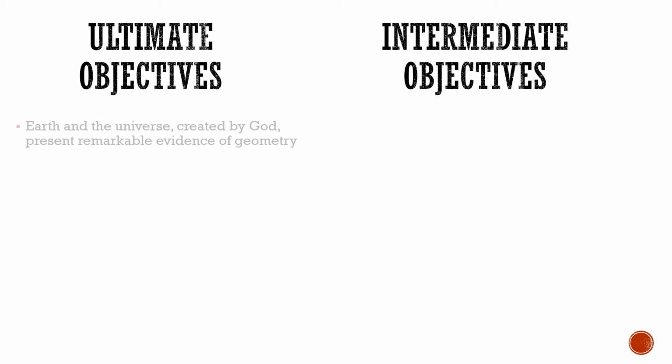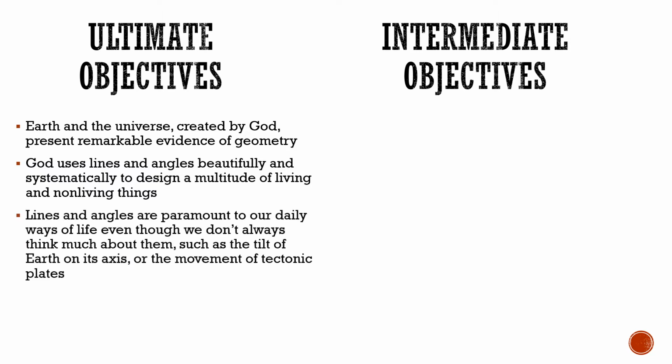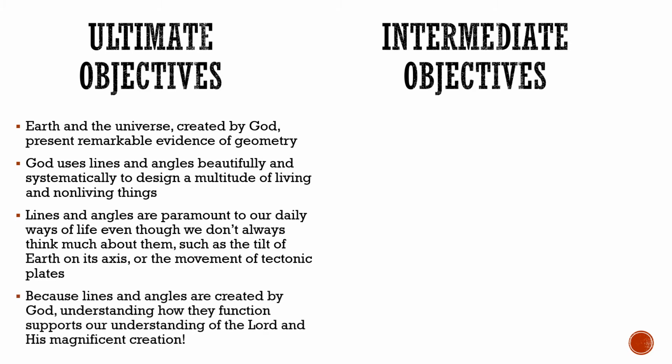lesson. So we know that Earth and the universe, which were created by God, have remarkable evidence of geometry, and that God uses lines and angles beautifully and systematically in all kinds of living and non-living things. Now, lines and angles are really important to us, even though we don't always think about them or pay attention to them. And because lines and angles are created by God, understanding how they function supports our understanding of our Creator, which is super cool.